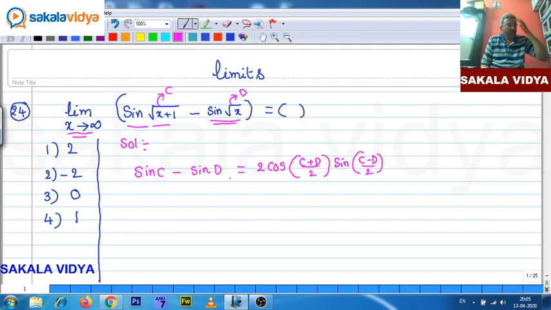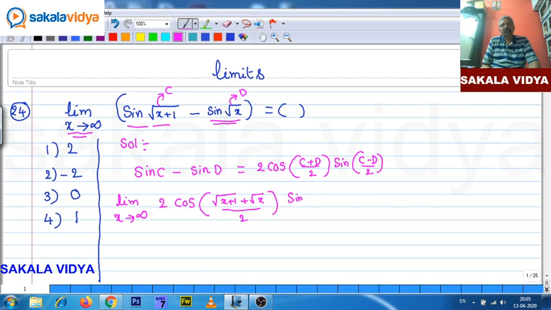Now this given limit, as x extends to infinity, we can write 2 cos of (root of x plus 1 plus root x) by 2, and next sine of (c minus d) root x plus 1 minus root x upon 2. This we will get.